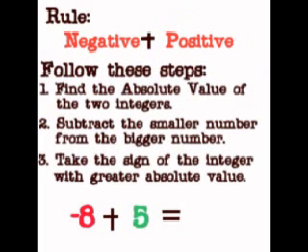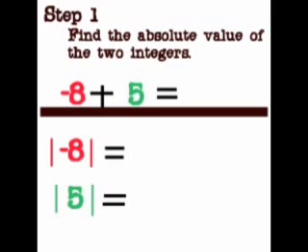Adding a negative and a positive number is not going to give you a positive number always. It's not going to give you a negative number always. So there are 3 steps that you need to follow to get your correct answer. First, find the absolute value of the 2 integers. Second, subtract the smaller number from the bigger number. And third, take the sign of the integer with greater absolute value. I'll show you.